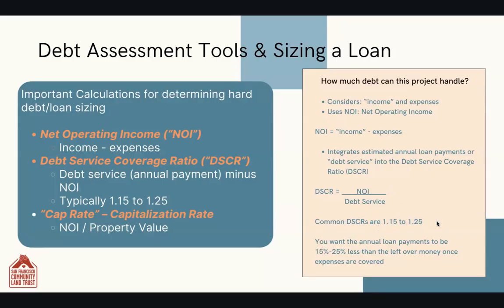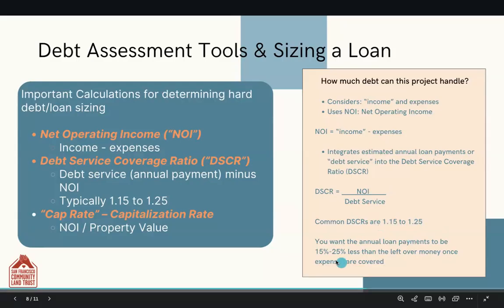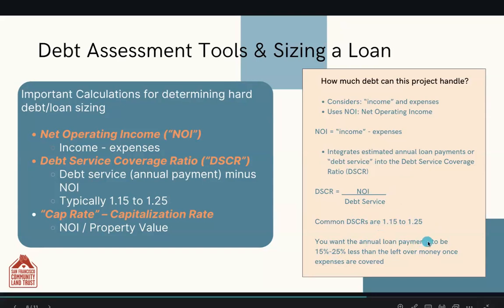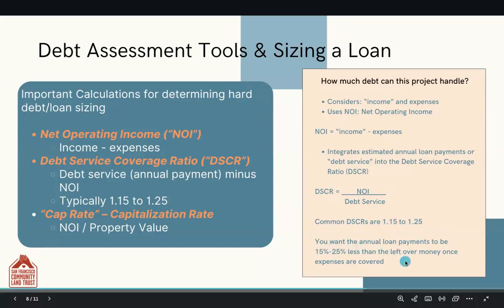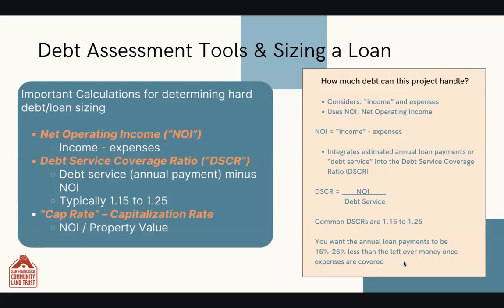And I like to think of this as a percentage buffer, right? So essentially, you want your annual loan payments to be 15 to 25% less than the money that's left over after your expenses are covered, which is the money that you have available for paying this debt service, right? So hopefully that makes sense. This comes up truly constantly. So this is something you'll want to understand.